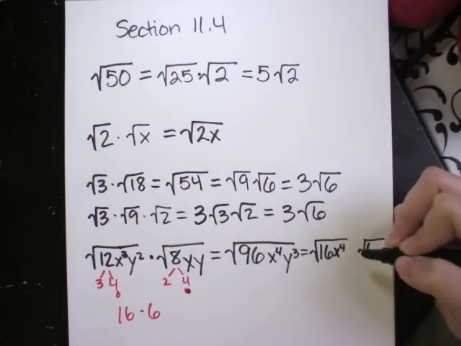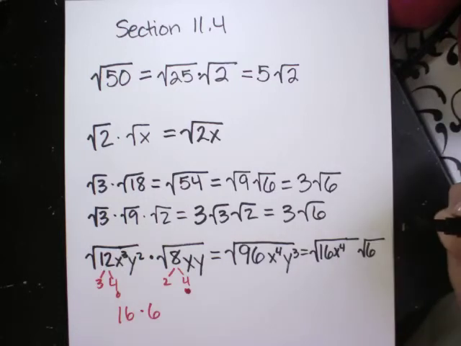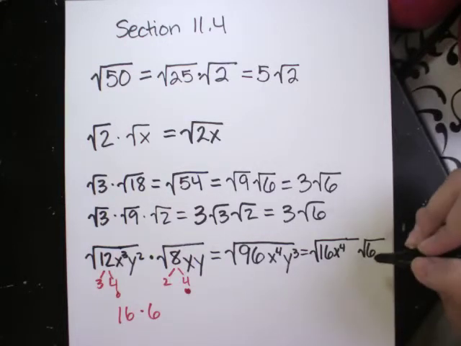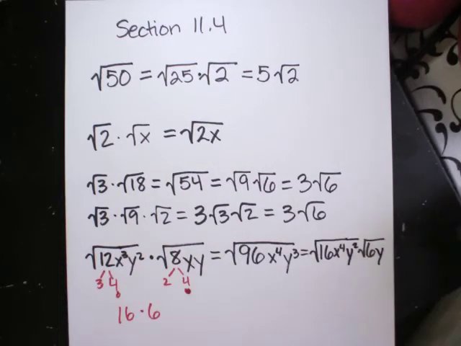And y in this one? No, the Y in the next one, the other Y. And then times 6y. Y is squared in the first one. And then 6y. There you go.